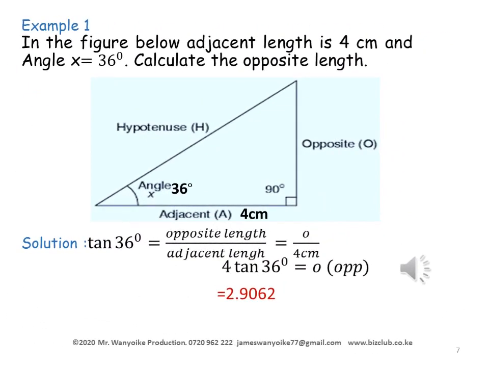Let us now look at an example. In the figure below, adjacent length is 4 centimeters and angle x is 36 degrees. Calculate the opposite length. The first thing is to sketch the right-angled triangle in this case, and then you label the information that you have been given. You've been given the angle in question, or our angle theta, and then we also have been given the adjacent as 4 centimeters, and therefore that 36 degrees will be made by the intersection of the hypotenuse and the adjacent side.